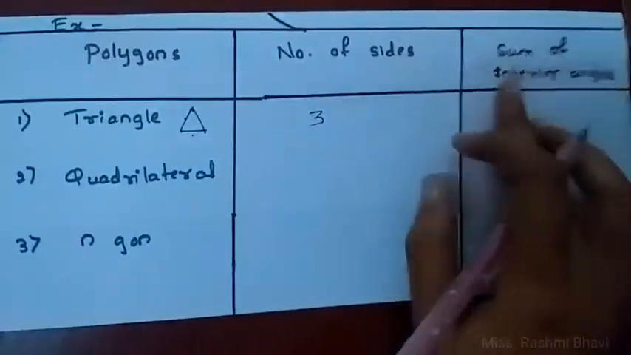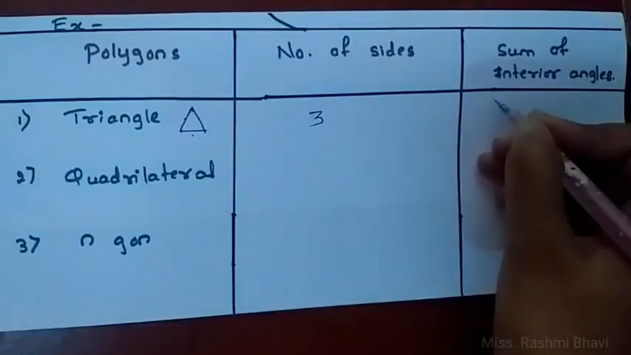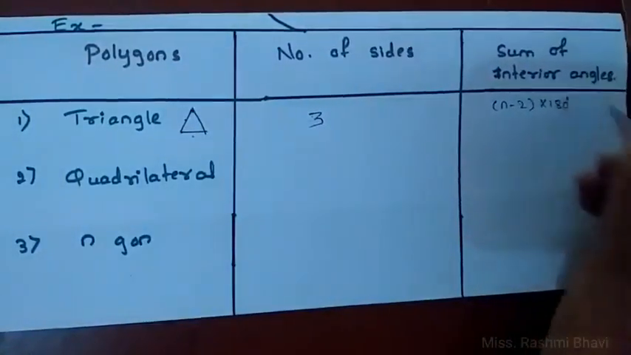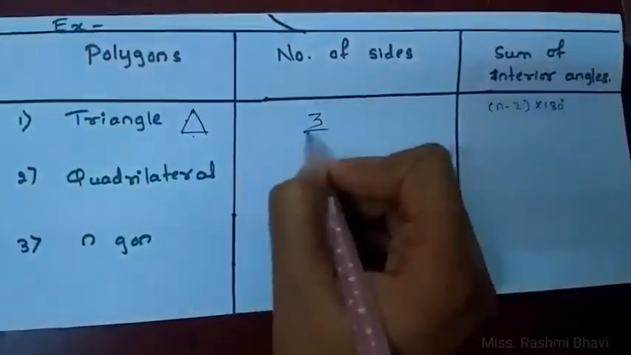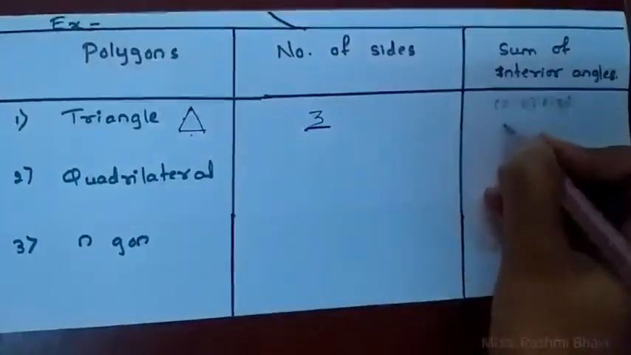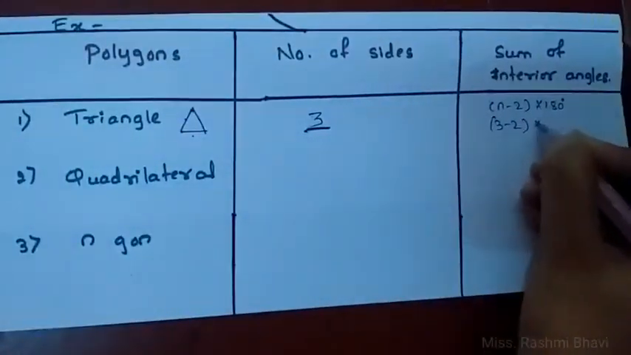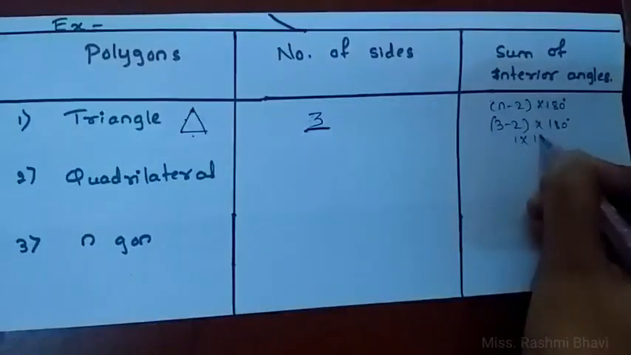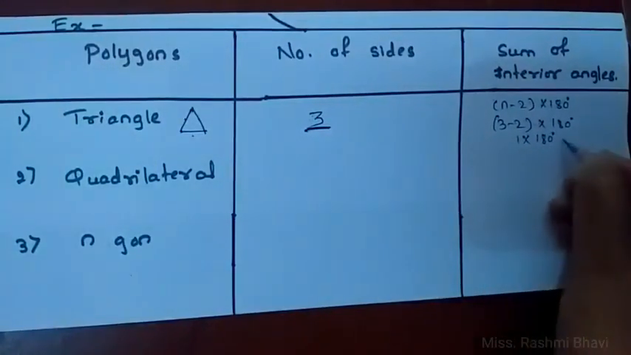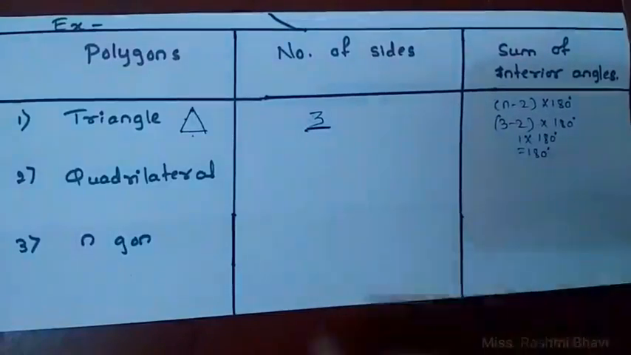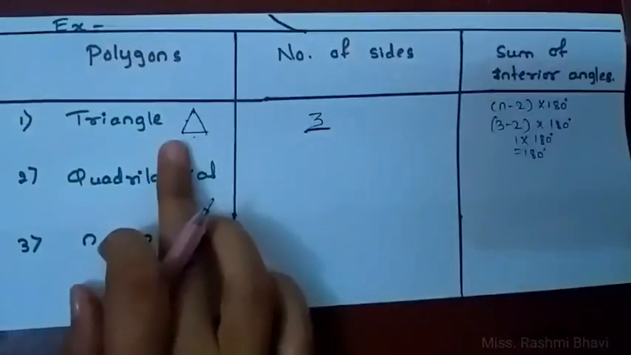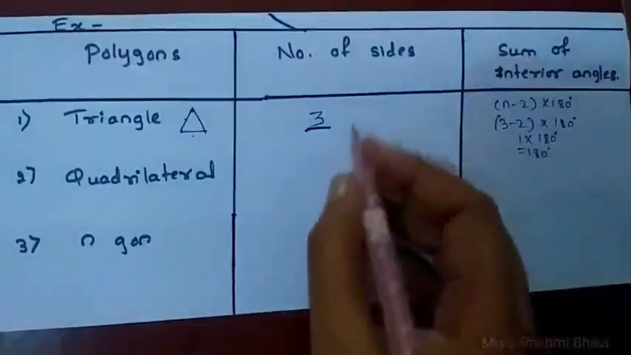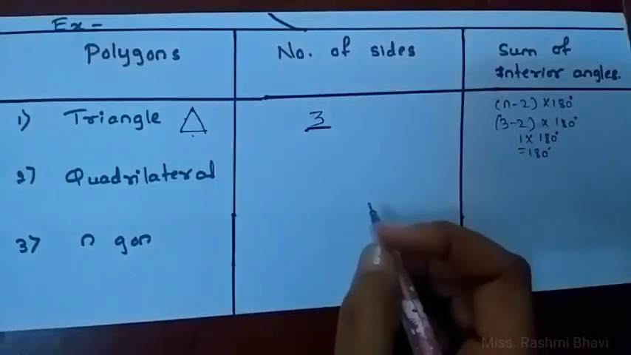The formula is what here? Interior angles of polygons, formula is n minus 2 into 180 degree. Here n value is 3. The number of side is how much here? 3. Then what is that? 3 minus 2 into 180 degree. 3 minus 2 is 1. 1 into 180 degree, which is equal to 180 degree. This means the triangle, the sum of the interior angle value is 180 degree. That I told you, the sum of the angles of the triangle is 180 degree.